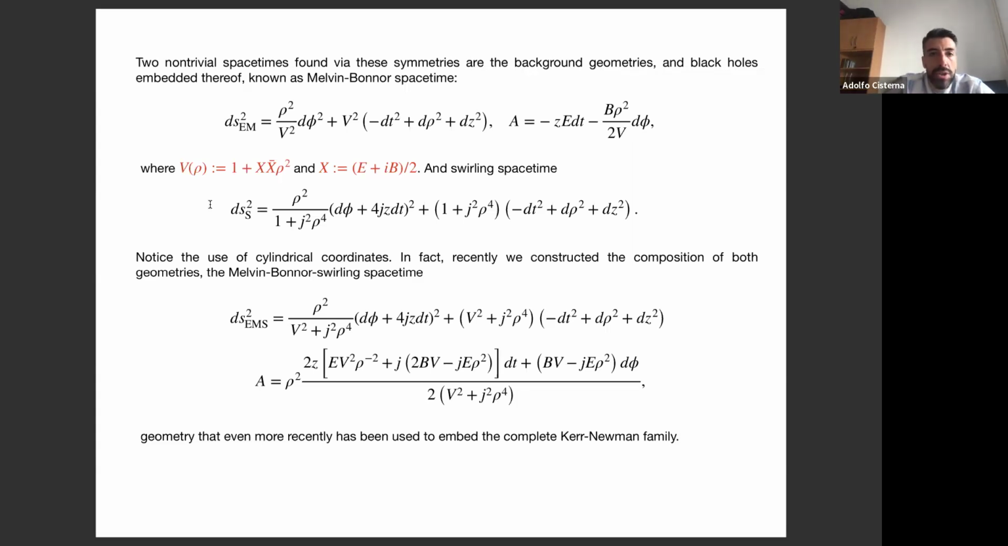And actually, Astorino just 5-6 years ago analyzed this metric in more detail, and he found that it was simply the magnetic counterpart of an Ehlers transformation. So basically, it's a sort of magnetic cousin of NUT. And recently, we analyzed and described the geometric properties of mixing both Melvin and swirling in what is called the electromagnetic swirling universe, which is this expression you see here. If you see this line element, there is no black hole at all. It's simply the background, okay? All of these backgrounds have interesting properties, and you can put a black hole on top and so on.